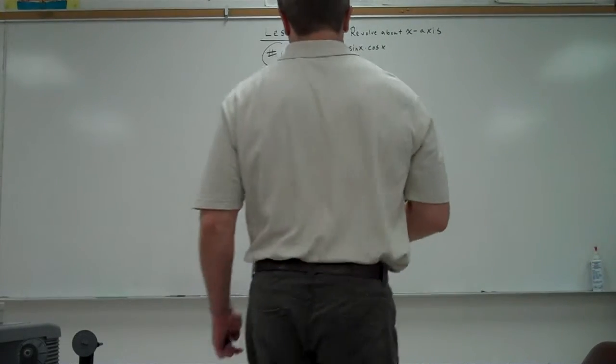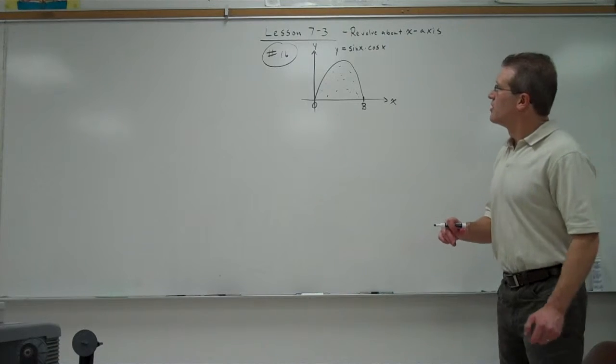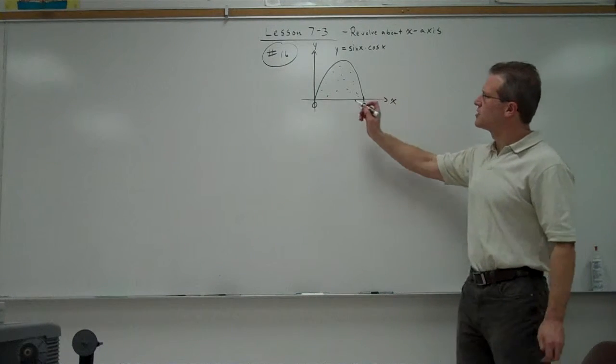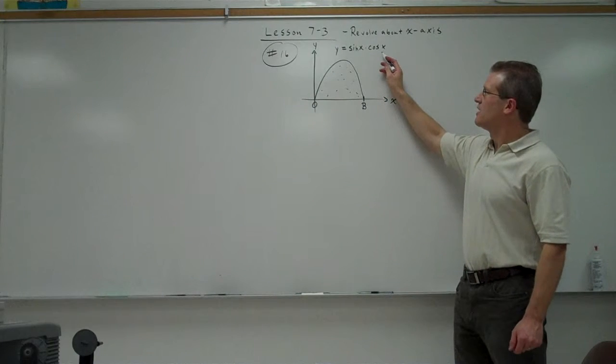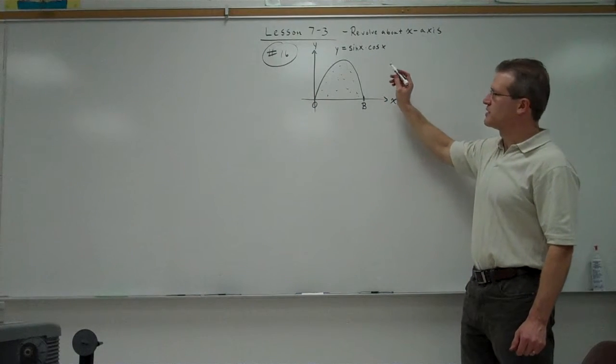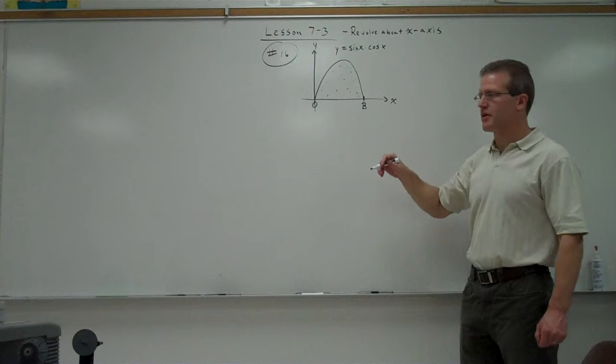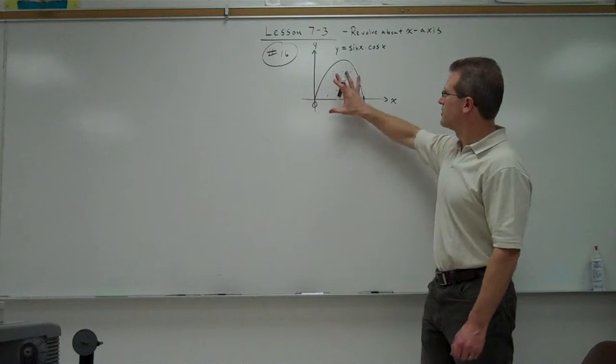This is number 16 in lesson 7.3. We're going to take this region, which is, this curve is y equals sine of x times cosine of x. And we're going to revolve that around the x-axis, and we're going to try to find the volume created by that figure. So this is my two-dimensional drawing.